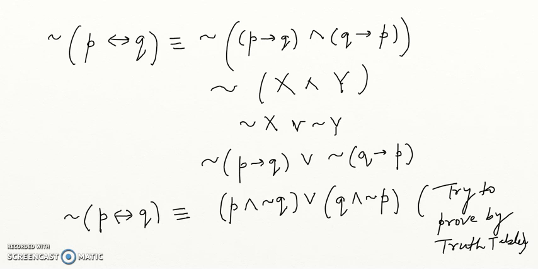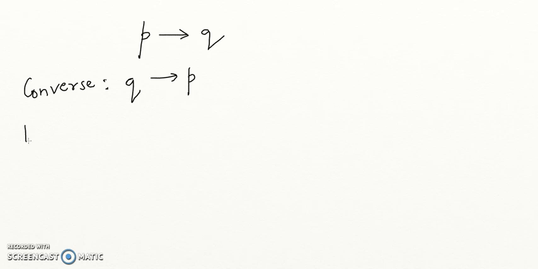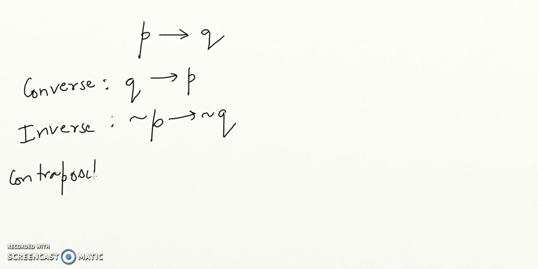The next important thing that we are going to talk about is certain aspects related to if P then Q. Now, there's something called the converse of if P then Q. The converse of if P then Q is if Q then P. Similarly, there is the inverse of the statement, which says if not P, then not Q. And then there is the contrapositive of the statement, which says if not Q, then not P.